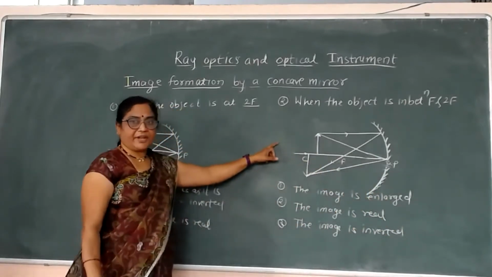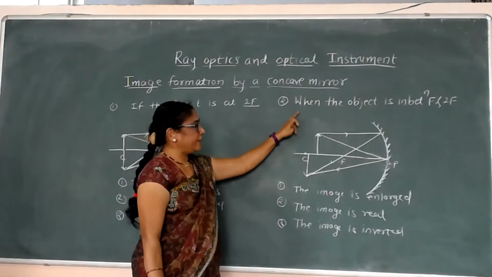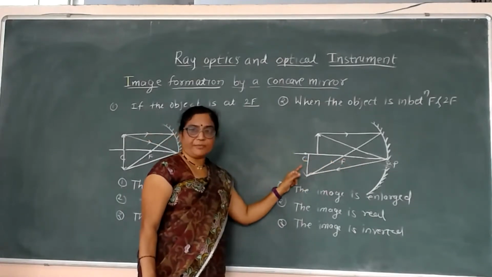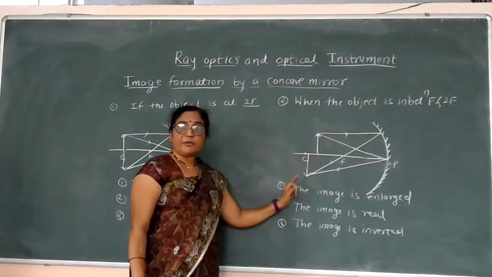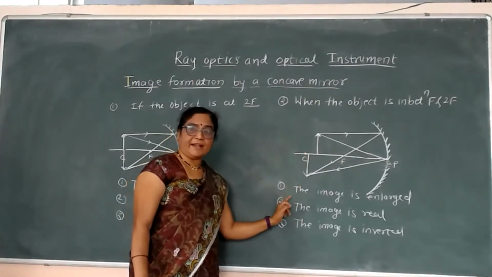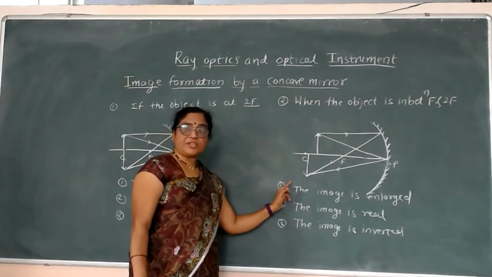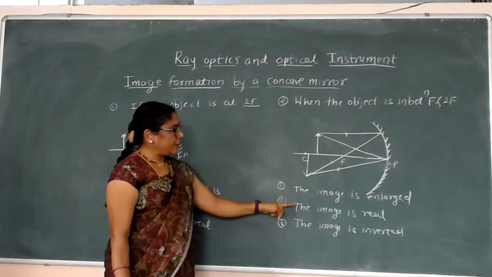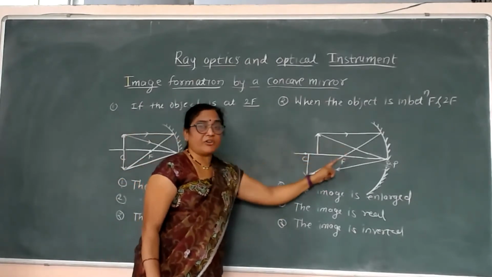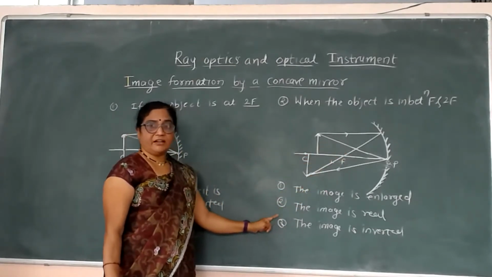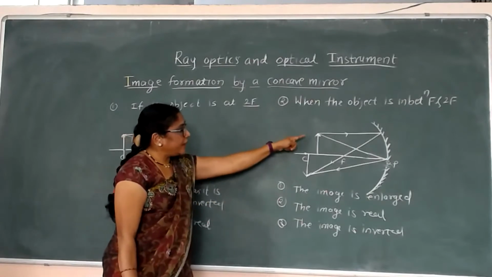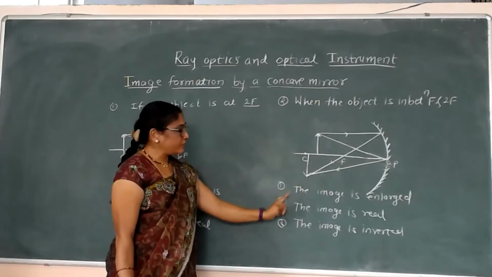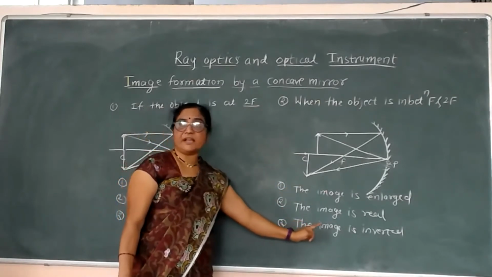So this is the second figure. When the object is situated between the focal length and the center of curvature, that time the image is found out. That image is enlarged. Means the height of the image is more as compared to the height of the object. As well as the image is found out due to the converging rays. So the image is real. And here the arrow mark is upward, and here in the image the arrow mark is downward. So the image which is found out is inverted.